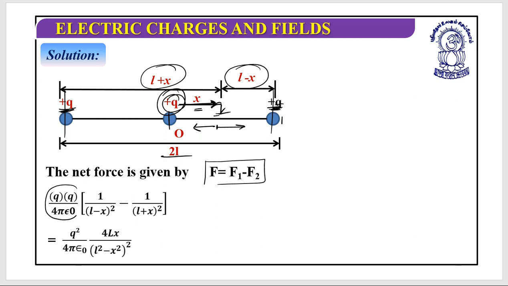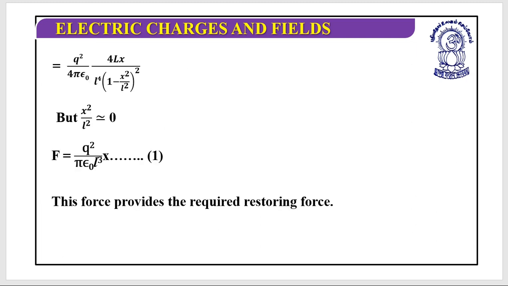When I subtract, I have a situation something like this. It's kq square into the bracket 1 by (l minus x) whole square minus 1 by (l plus x) whole square. If I solve this, it should look like kq square multiplied by 4lx divided by (l square minus x square) whole square, because I have taken the LCM, and (l minus x) and (l plus x) will give me l square minus x square. If I solve this further, I get F is equal to q square divided by pi epsilon naught l cube into x.